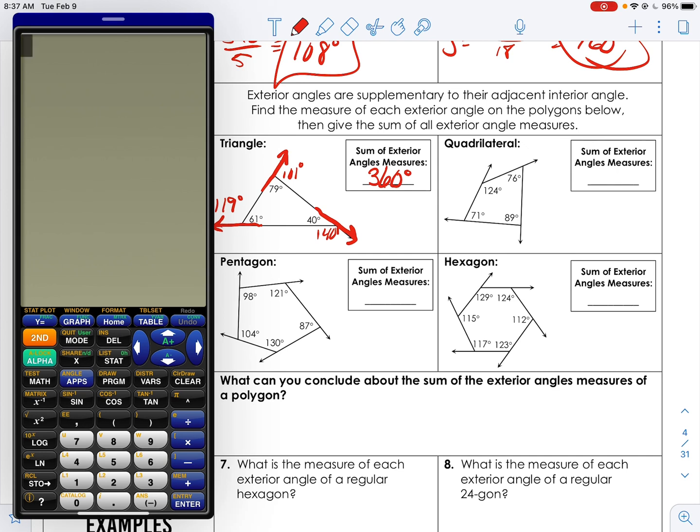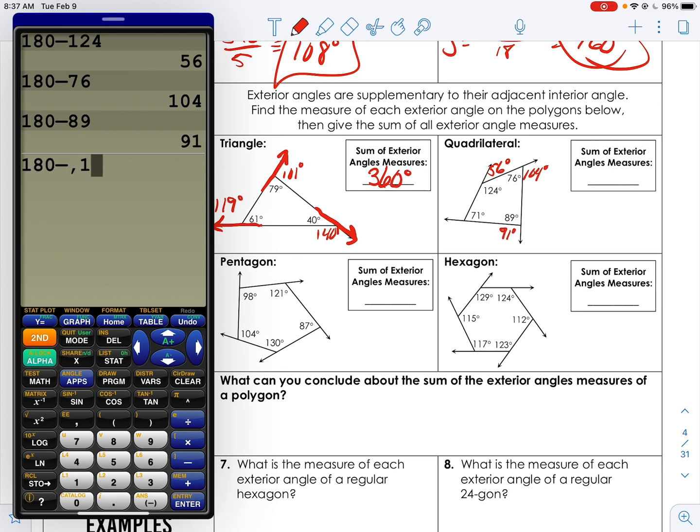Let's look at a quadrilateral, four-sided figure. 180 minus 124, it's 56. 180 minus 76. There we go, it's 104. 180 minus 89, it's 91. 180 minus 71, it's 109. 56 plus 104 plus 91 plus 109 is 360 degrees.